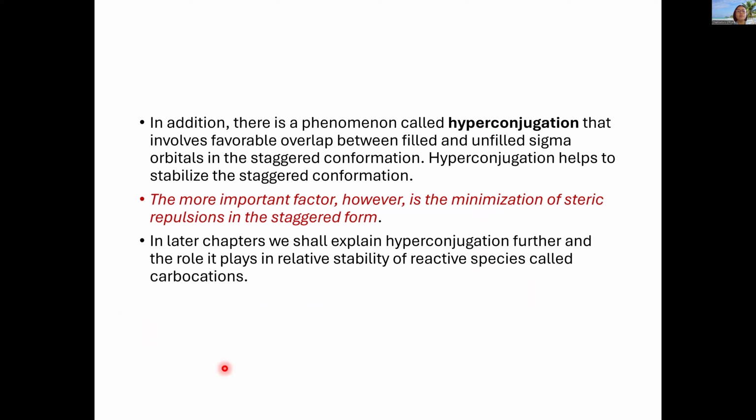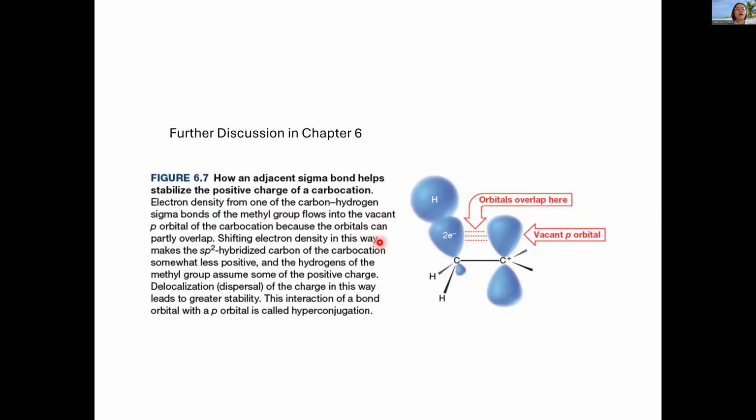There is also a phenomenon we call hyperconjugation that favors the overlap between the unfilled sigma orbitals in the staggered conformation and the filled orbitals. It helps to stabilize the staggered conformation. But the most important factor is the minimization of the steric repulsions in the staggered form. So what is this hyperconjugation? This will be discussed when we go to chapter 6.